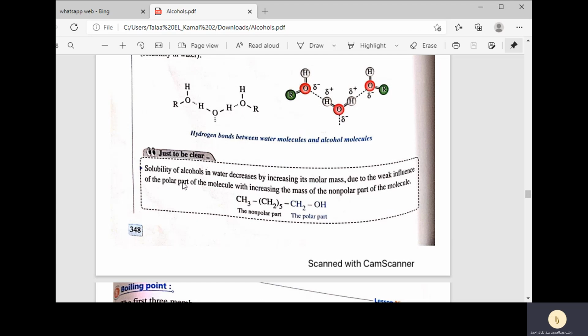Below, it says: solubility of alcohols in water decreases by increasing the molar mass due to weak influence of the polar part of the molecule with increasing the mass of the non-polar part of the molecule. It means the more the non-polar part, the number of carbons, increases, the effect of the polar part weakens. So again, solubility of alcohol in water decreases by increasing molar mass. The more the number of carbons increases, the more solubility decreases, due to the weak influence of the polar part of the molecule, the part with the OH, with increasing the mass of the non-polar part.